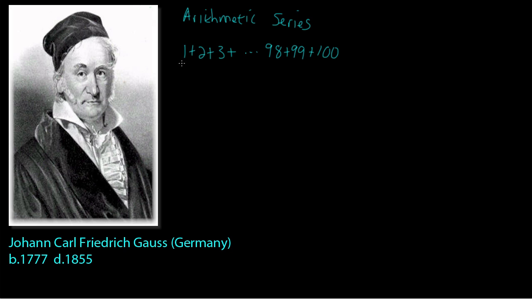His shortcut goes like this. Most of us read from left to right, so to find the sum of the first 100 terms, you would do 1 plus 2 is 3, 3 plus 3 is 6, 6 plus 4 is 10, etc.